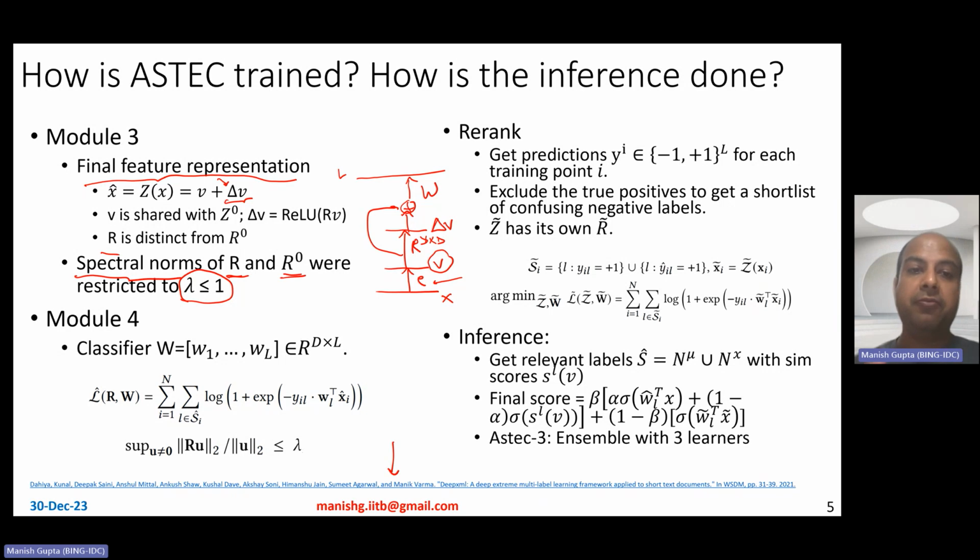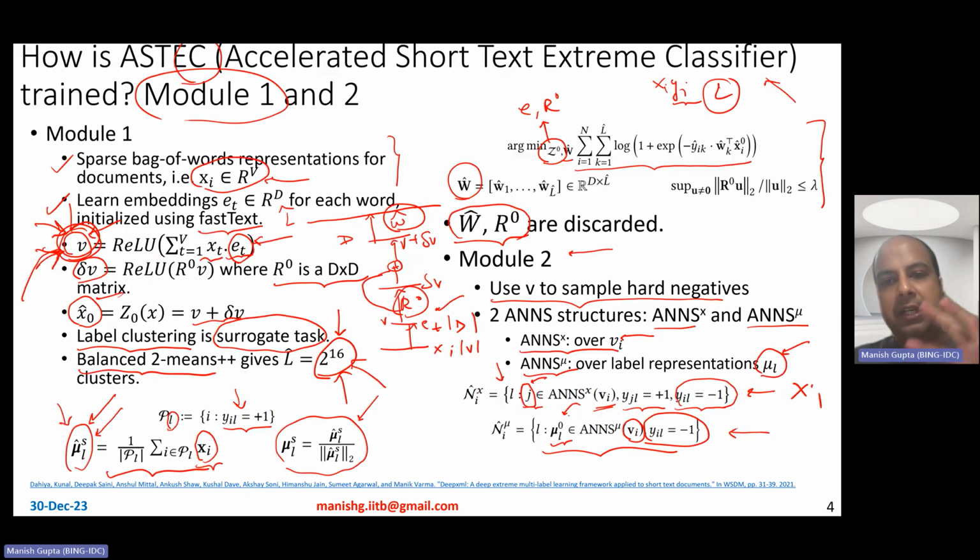So you also want to make sure that R and R naught are not very far away from each other, because if they're far away from each other, the negatives that you sampled in module 2 will not be valid for module 3. So as to make sure that they're valid, you want R and R naught to be very close to each other. Okay. So what does this do? This basically makes sure that your index is created only once. It's a very beautiful trick, right?